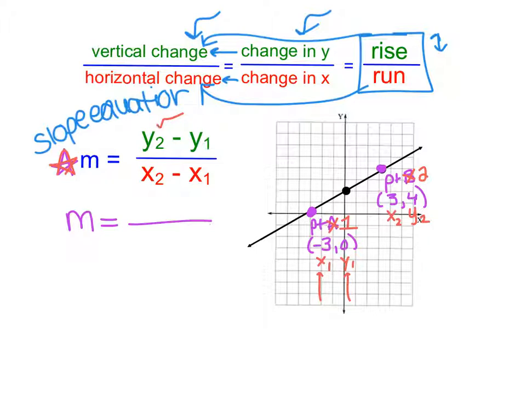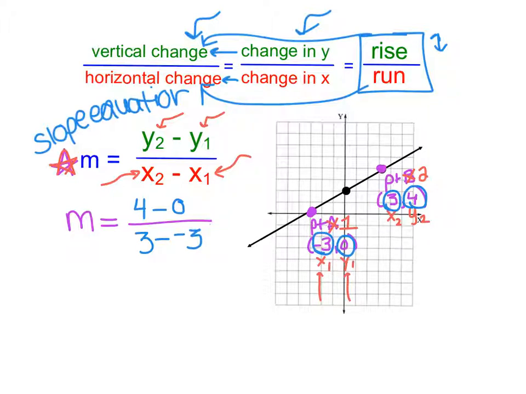This is y of point 2 minus y of point 1, over x of point 2 minus x of point 1. So now we're going to actually substitute those values in. Let's start with y2. If I look over at the points that I've labeled, I see that y2 is 4. So I'm going to write 4 minus y1, and if I look at y of point 1, that is 0. Then I look at x2, and I see that x2 is 3. So I have 3 minus x1, which I see is negative 3, so I'm going to put in a negative 3.